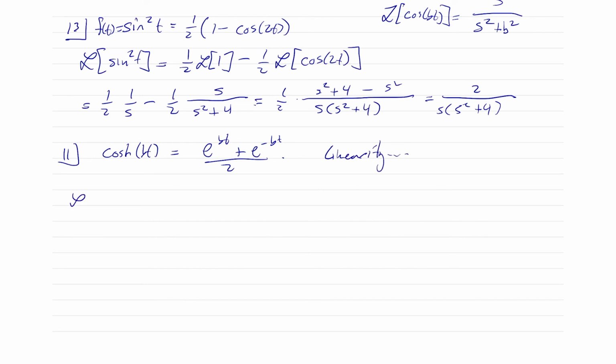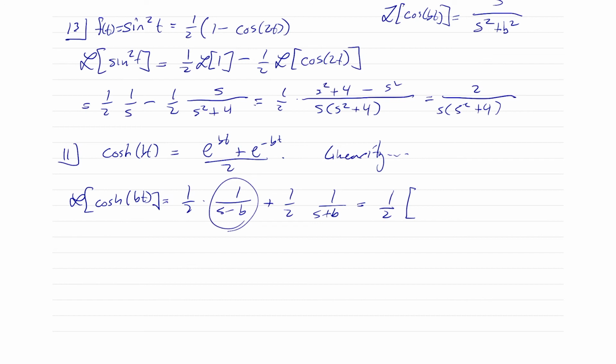I can even write it right now. So the Laplace transform of cosh of bt is equal to 1/2 of 1 over (s minus b) plus 1/2 of 1 over (s plus b). And so then we can pull out the 1/2, and we multiply this guy top and bottom by (s plus b), this guy top and bottom by (s minus b), and so then we get 2s divided by (s squared minus b squared), and ultimately what we get is s over (s squared minus b squared), right? So not too bad.